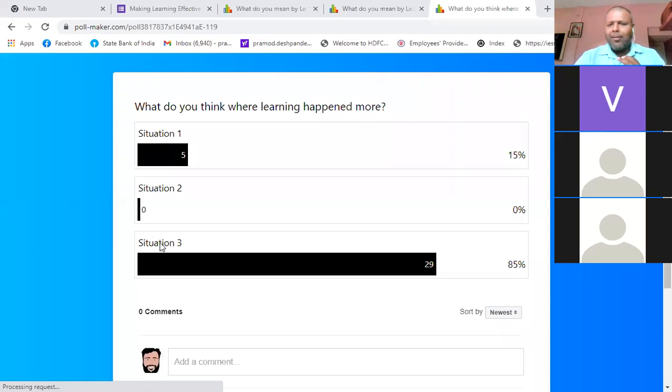So here we have 29 of us, that is 85% of us, who think that the third situation is where the learning is exactly correct. I think so. What we've discussed about strategies till now, mostly all the strategies fit into the third situation. That is the reason we feel that learning is more effective in the third situation.